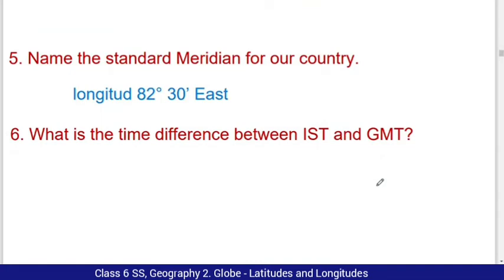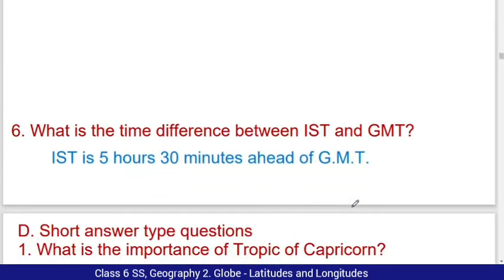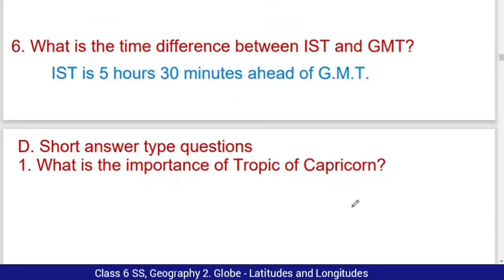Fifth question, name the standard meridian for our country. That is longitude 82 degree 30 minutes east. Sixth question, what is the time difference between IST and GMT? IST is 5 hours 30 minutes ahead of GMT.